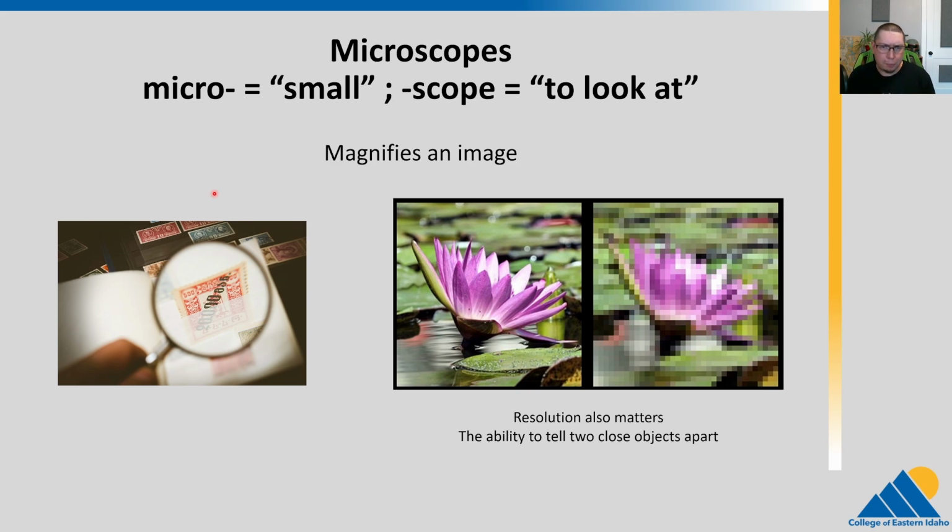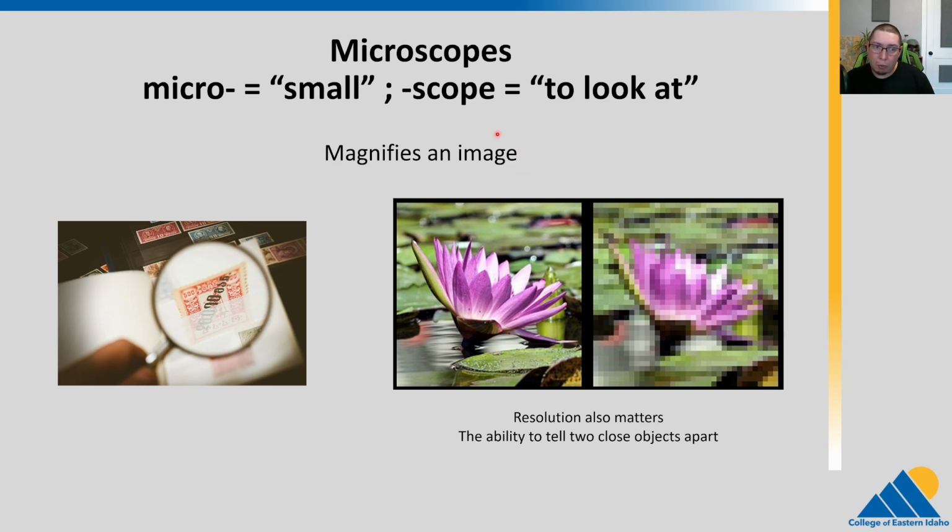Micro means small. We use a microscope. Scope means to look at. A microscope is some instrument that magnifies an image. You are probably used to enlarging images, but if you've ever used your cell phone to zoom in on something, you might notice that at some point the resolution starts going down, right? Your camera on your phone has a set resolution. If you zoom in, yes, you are magnifying it, but you're not necessarily making it clearer.